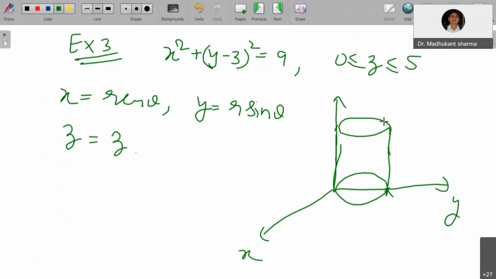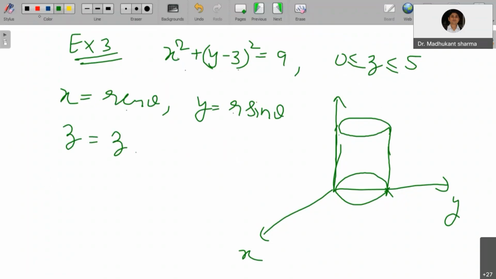Now z is from 0 to 5. On the other hand, you have x equals r cos theta, y equals r sine theta. So you have three parameters, but you have to get down to two parameters. So you are going to use this cylindrical equation. Okay, so you can solve this.